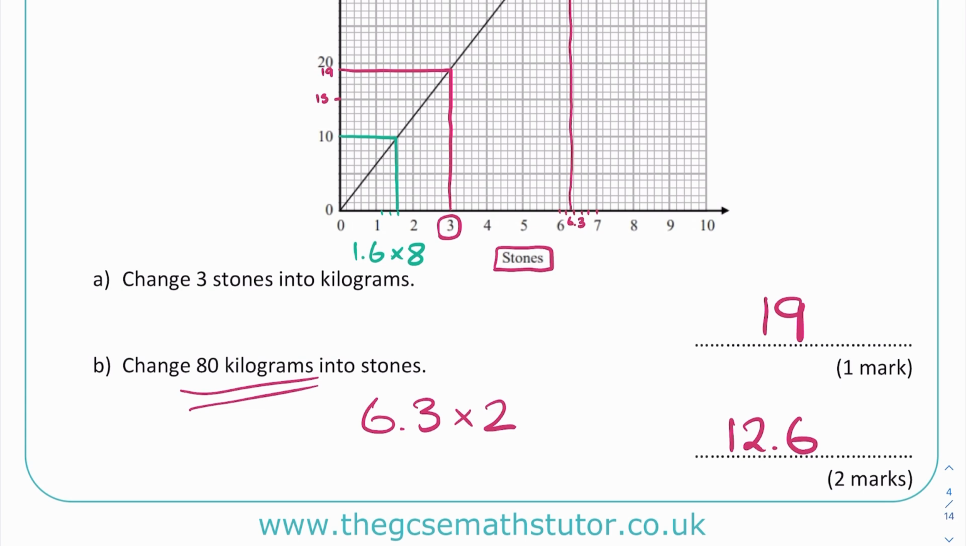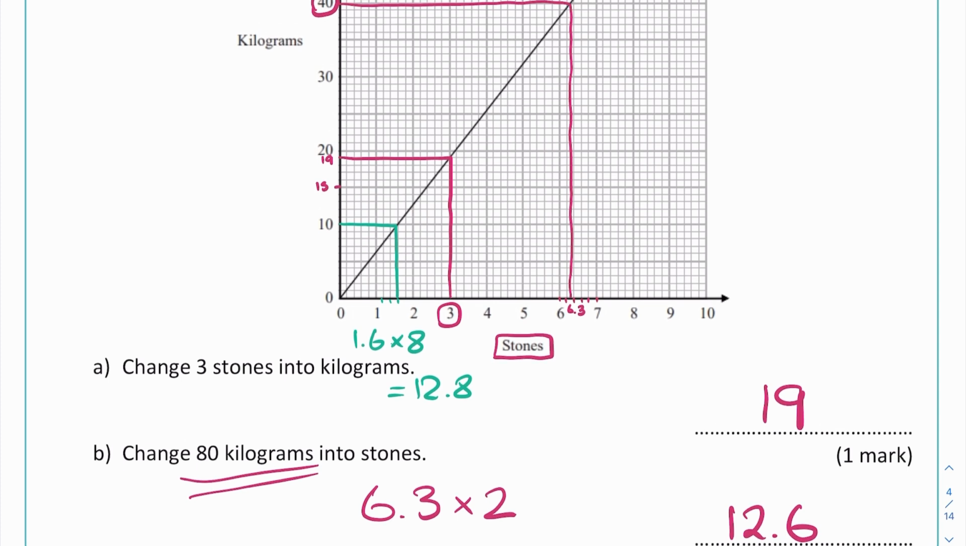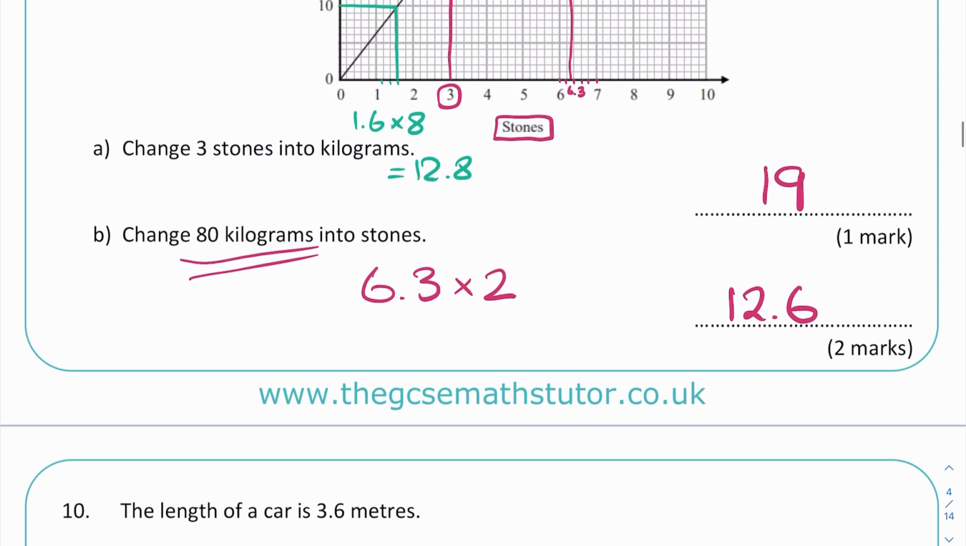So there you go, that's 0.2 bigger than my answer, and that'll be absolutely fine. So any of those answers would be fine, just depends on where you read it from your graph and what exact number you get there. But there we go, there is our answer for part B.